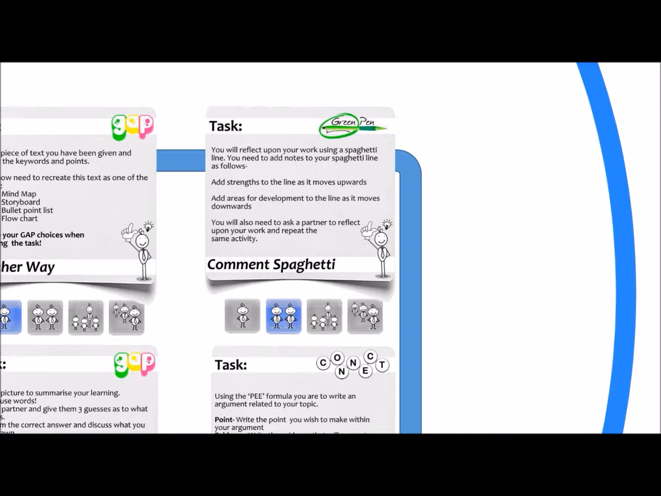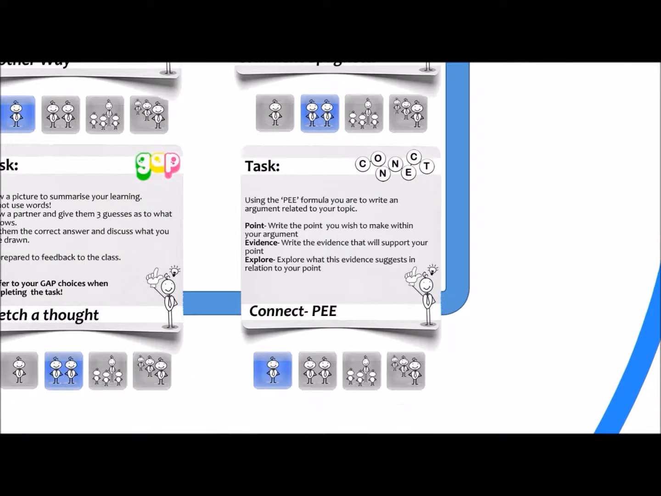then leading into the following activity, which is a writing activity, which is literacy, hence connect from Standout Teaching. And what the students are going to do is write a written argument using the PEE formula, which is point, evidence and explore. And of course what they'll be doing is linking this back to the text that they looked at in the first extended activity. And in this case, yet again, it's an individual activity.